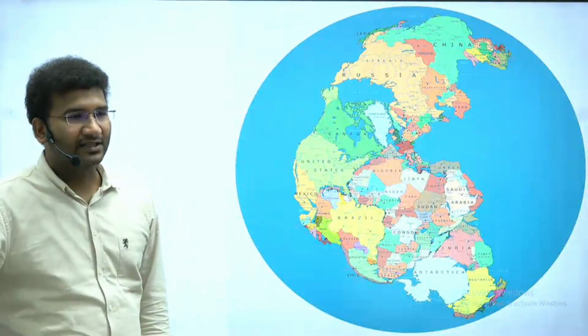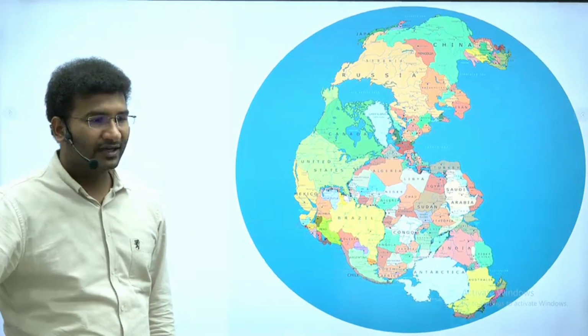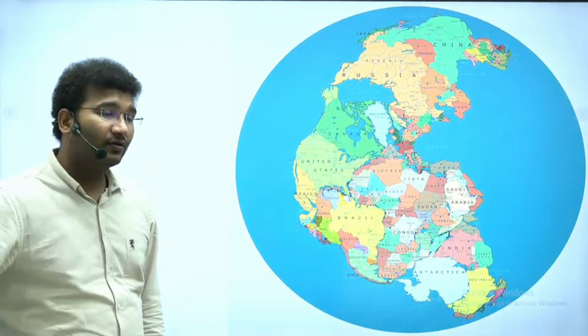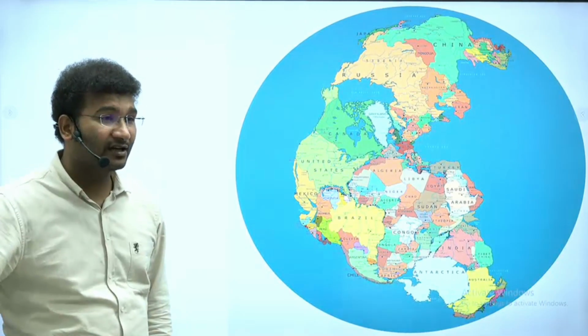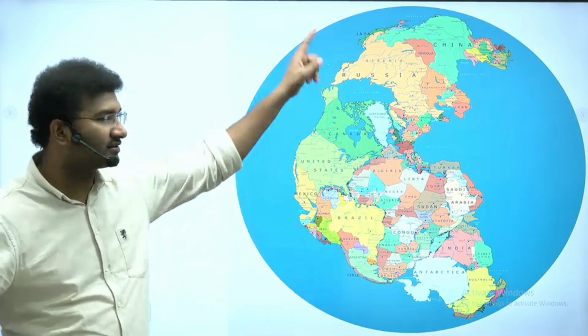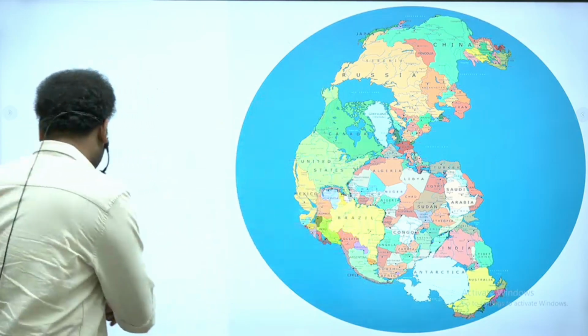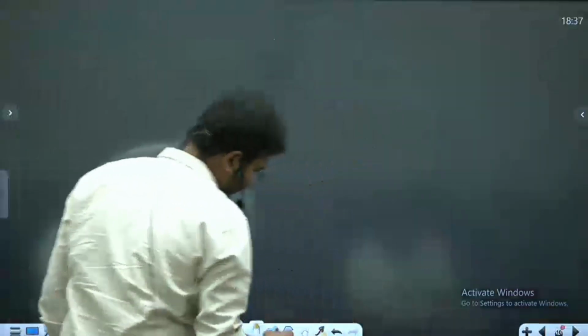What did Wegener say? See, Wegener said 5 things. Number 1, he said that our Earth was initially made up of one single continent by the name Pangaea. Now, how does Pangaea look? It looks like this. Right? An entire continent.